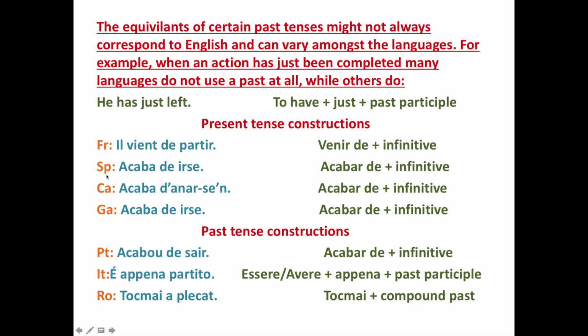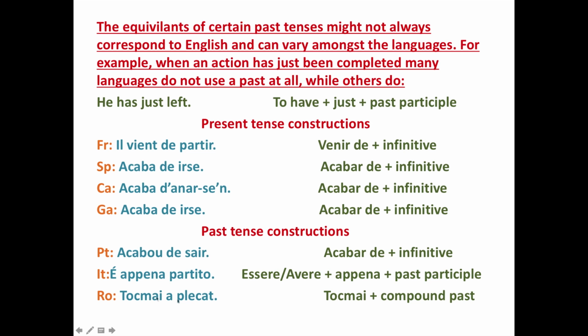In French, Spanish, Catalan, Galician, they use a construction with this helper verb, this auxiliary type of verb, in the present tense, plugged into the infinitive. Well, the infinitive comes after it, after de. These languages, they use the present tense. In Portuguese, they use the past tense, but with a formula identical to the ones above.